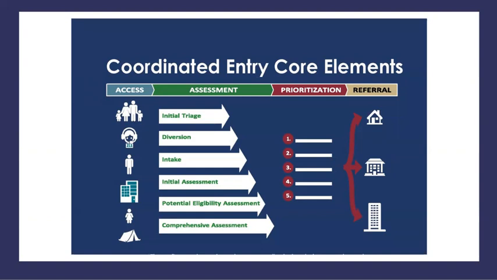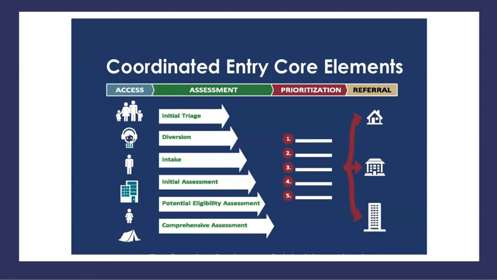So the next step is the prioritization list. This helps the COC manage its inventory of community housing resources and services, ensuring that those persons with the greatest need and vulnerability receive the support they need to resolve their housing crisis. The final element in the coordinated entry process is the referral. During that referral process, individuals and or families are referred to the appropriate services in accordance with the COC's prioritization requirements. So now we're going to transition into the programs that are funded through the COC program.